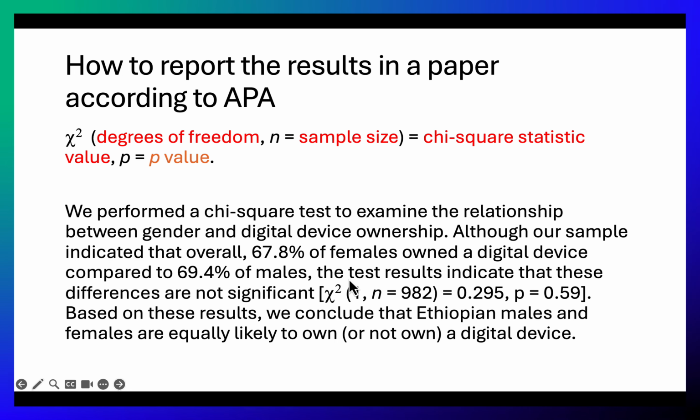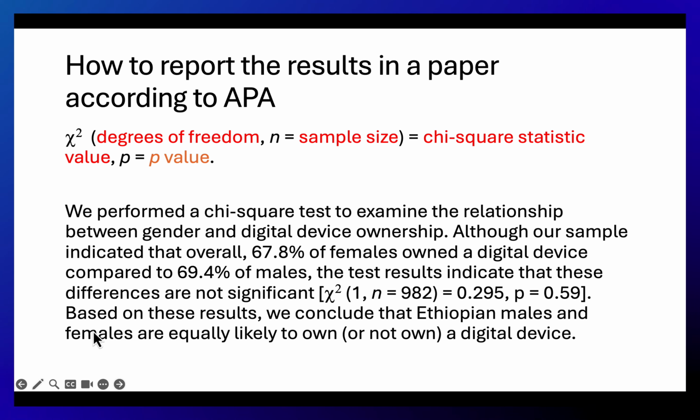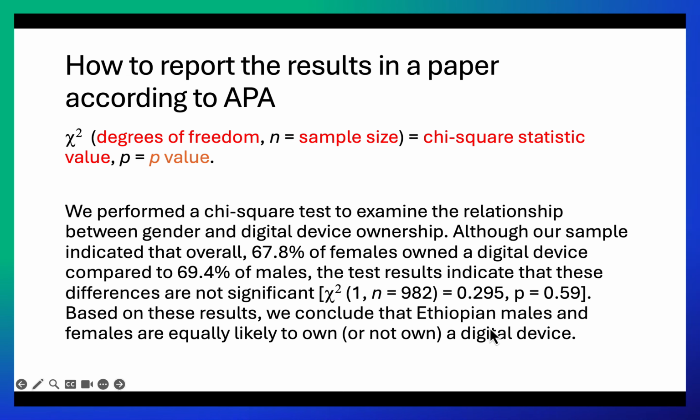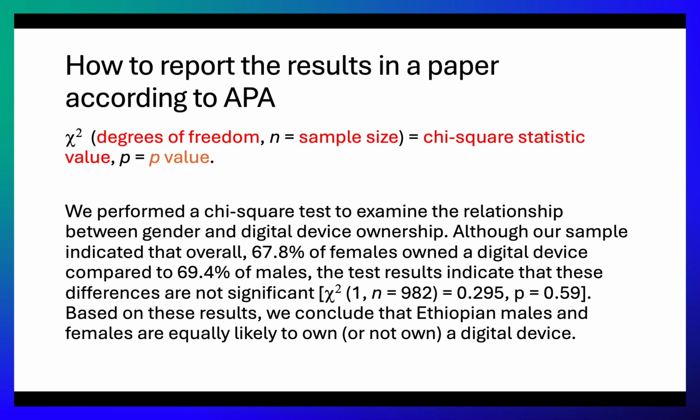And again, this is important because if someone wanted to come through and hand calculate, they could, using the descriptive statistics you provide as well as these test results. They could check your work, even though no one really ever does. But it's important to include for transparency and rigor's sake. Then you would tell your readers, based on these results, we conclude that Ethiopian males and females are equally likely to own or not own a digital device. So that is an example of how to run a chi-square test, which again is to analyze whether or not significant differences exist for categorical variables, two categorical variables.